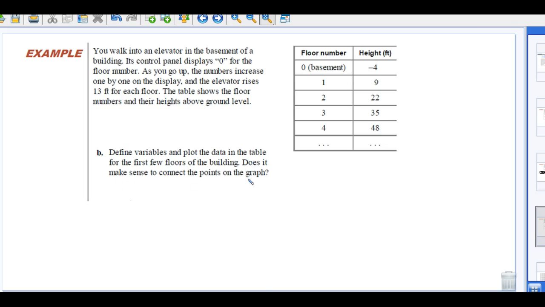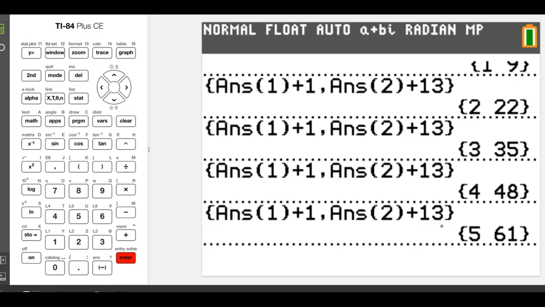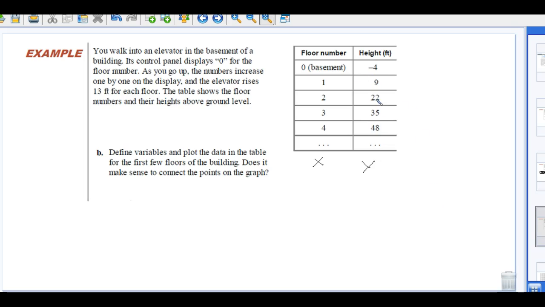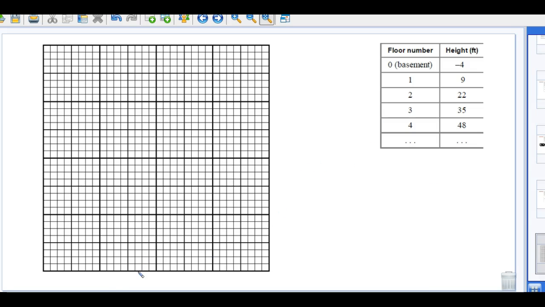Does it make sense to connect the points in the graph? Okay, so the height, the feet, depends on what floor we're on. So this is going to be my X, and this is going to be my Y. So we're going to have X's go between 1 through 5, and my 5th height was 61, so probably go up by like 10s or so. So I have, this is my floors, right? Floor number. And this is height. Alright, so you see I've got my floor numbers here, and I have my heights over here.